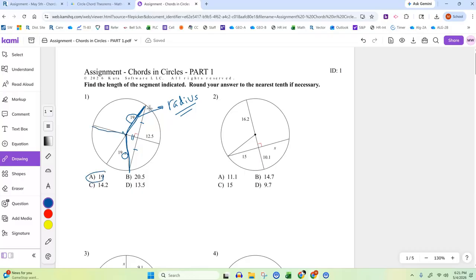This is also 19, because why? They're all the radius. So that's pretty easy, right? Okay, so that was pretty easy. Now let's go to number 2.